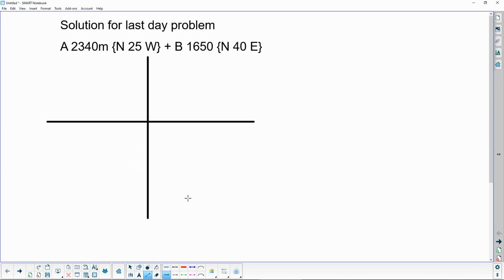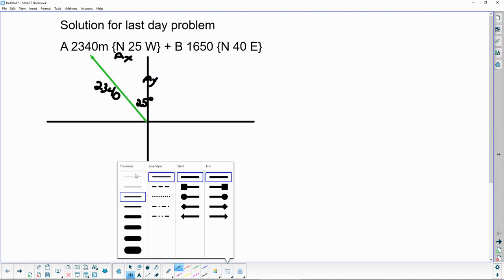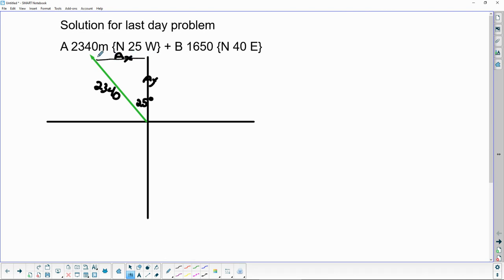Let's put a vector in there, we'll use a different color. So north 25 degrees to the west. And it's 2340. This is 25. Okay, so this is going to be AX, and this here is going to be AY. Okay, let me skinny that up so it's easier to write. So this would be going that way, and this would be going up.